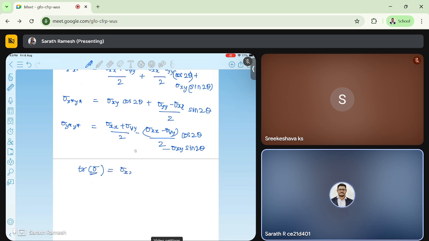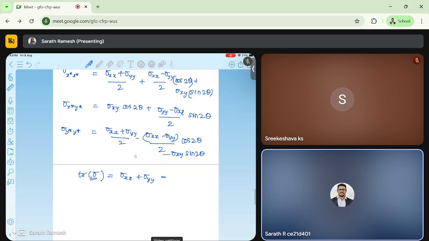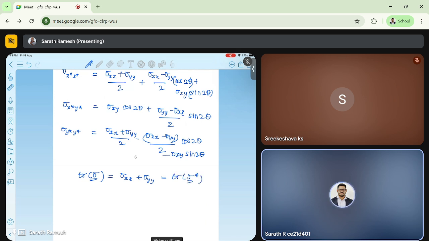Sigma xx plus sigma yy will be equal to, when we add this sigma x star and sigma y star, the second term and third term will cancel each other. The first term will add up. So sigma xx plus sigma yy by 2, two times coming. So it will be sigma xx plus sigma yy. That is nothing but the trace of sigma star. Okay, so this is what we have seen so far.